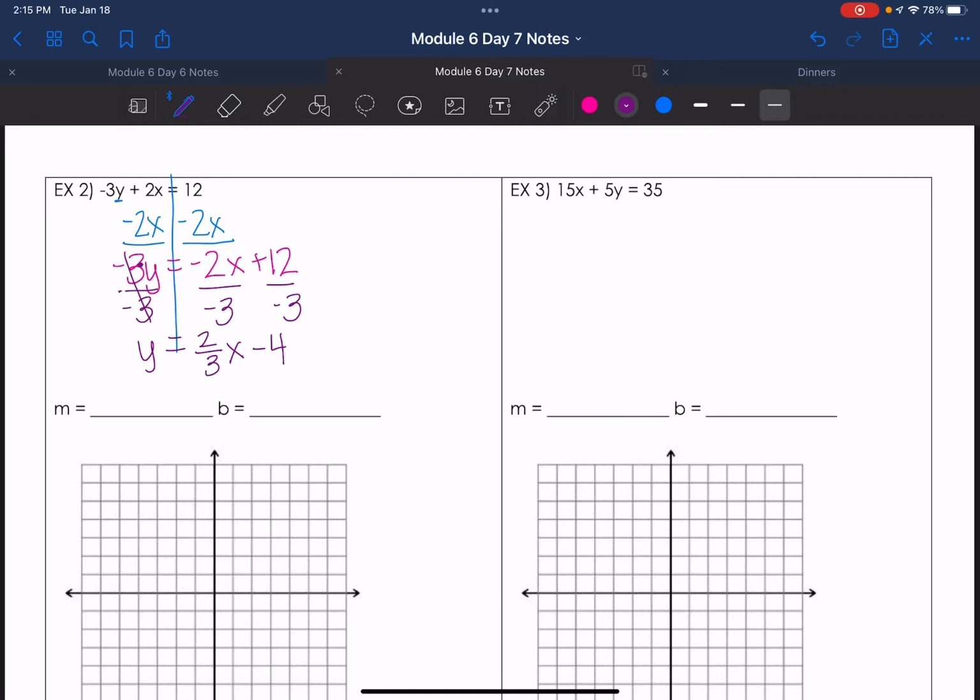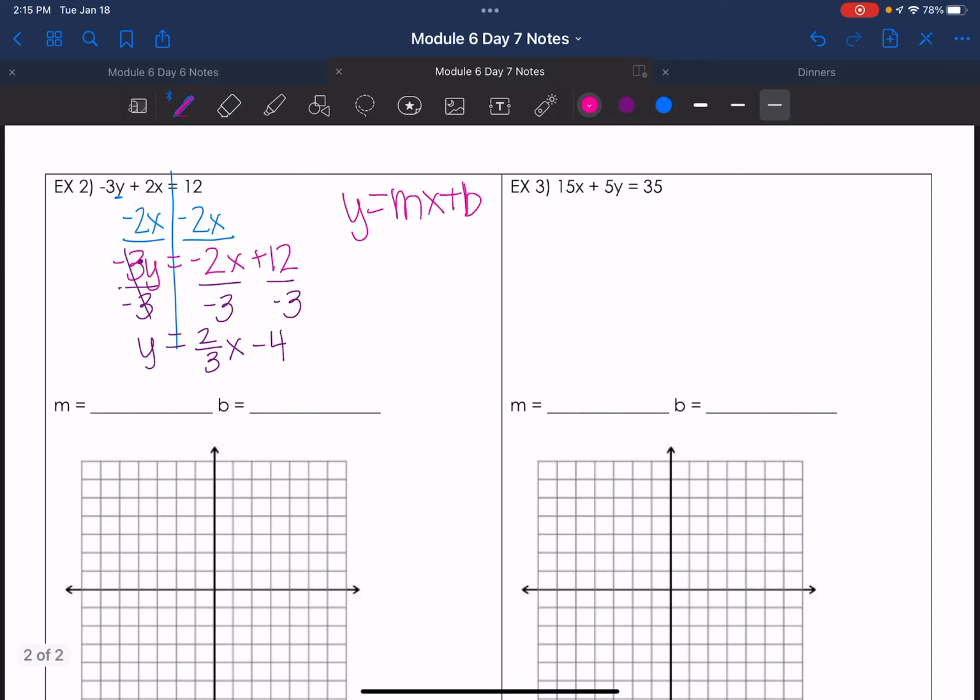And remember, you can use a calculator on this, and I would highly suggest that if you have trouble with that kind of mental math. So we can identify y equals mx plus b using that slope intercept form. We can identify our slope, which is 2 over 3. And then my y-intercept is going to be that plus or minus number at the end, which would be -4.